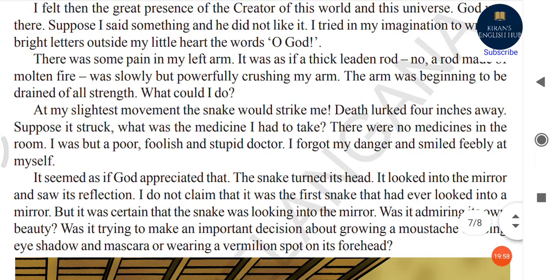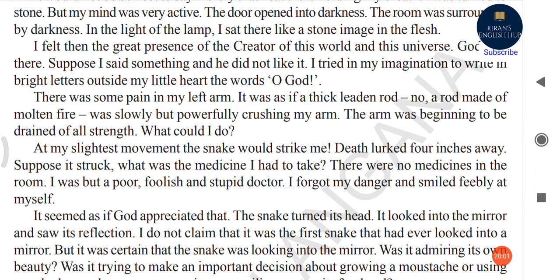Okay, so there was some pain in my left arm. It was as if a thick rod, a rod made of molten fire, was slowly but powerfully crushing my arm. The arm was beginning to be drained of all strength. What could I do? Okay, so as I was thinking like this, the snake around his left arm was making it more tight. Around his arm it is making it more tight, and the blood veins might be slowing down the supply of blood. So because of that, he was getting a little bit of pain. Okay, it was crushing his arm, but he had nothing to do there.